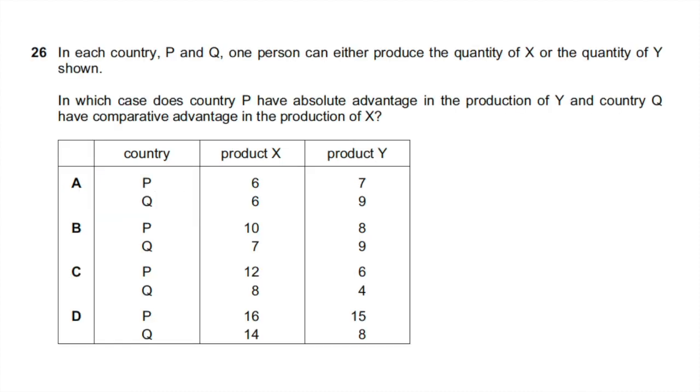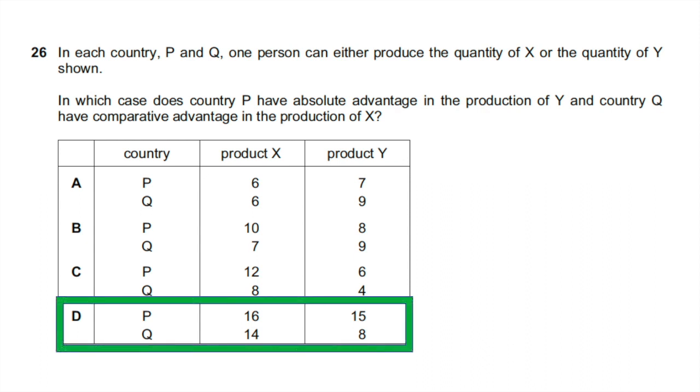26. In each country, P and Q, one person can either produce a quantity of X or the quantity of Y shown. In which case does country P have absolute advantage in the production of Y and country Q have comparative advantage in the production of X? The answer here is D.